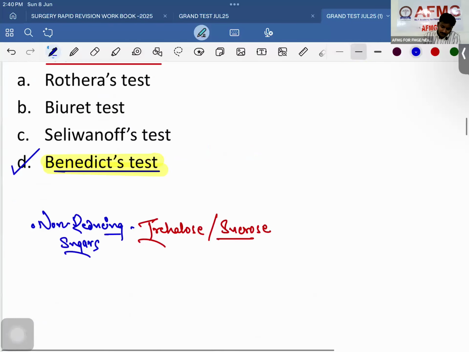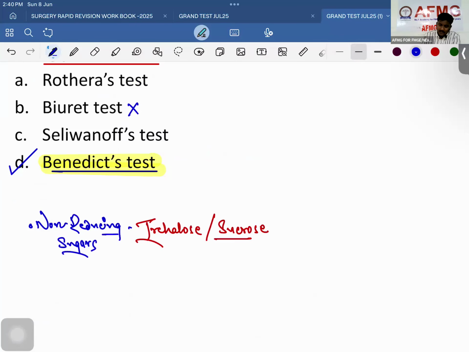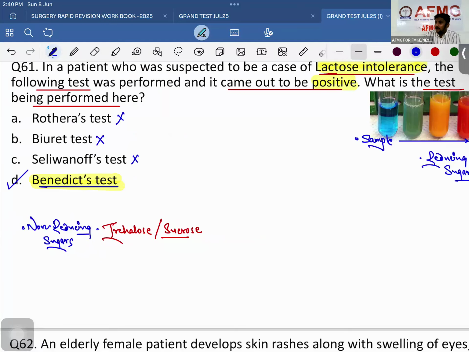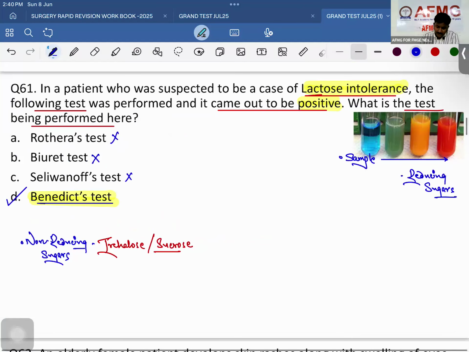So that is important. Biuret test is done for proteins. Rothera's test is done for ketone bodies, and Selivanov test is done for ketoses again. Clear about that is what is important to be remembered.